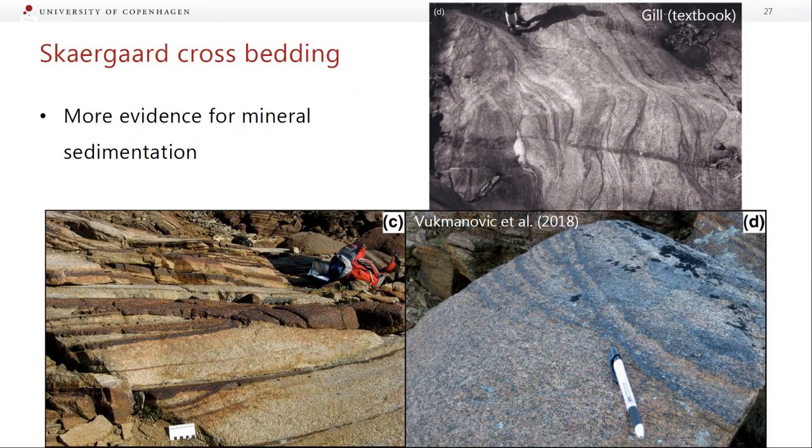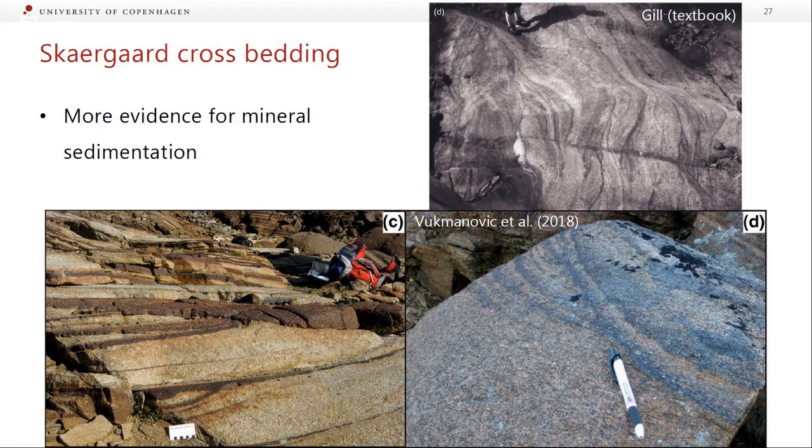There's actually this whole zone that's called the cross-bedded zone. And so again, we're seeing sedimentary structures in these. So we actually have cross-bedding in the mineral layers. So again, this is evidence of these flows coming down the side of the magma chamber and being deposited.